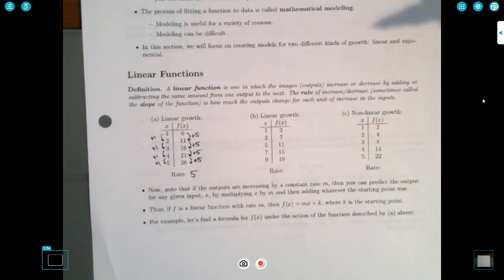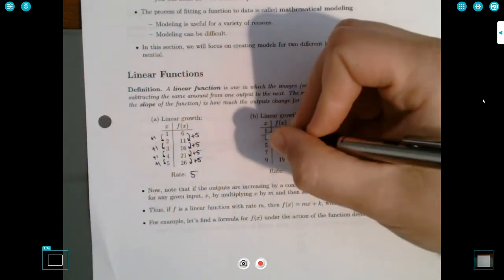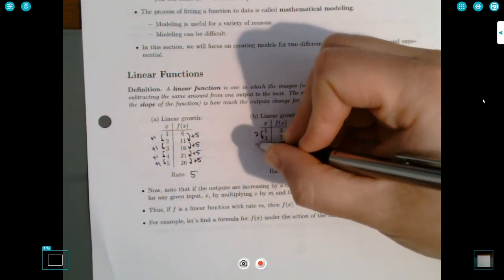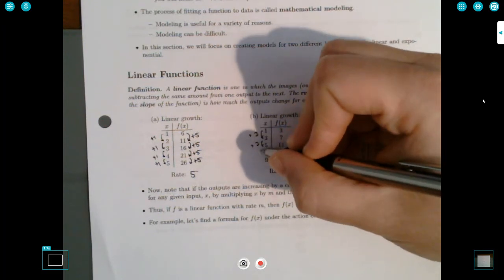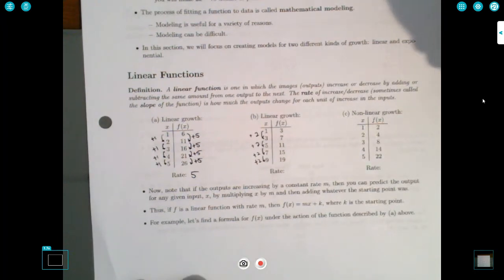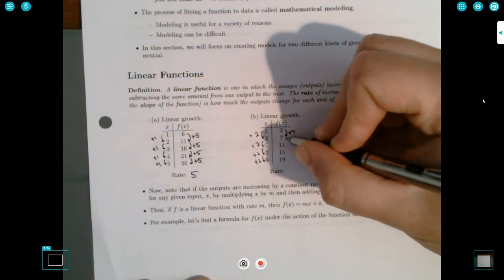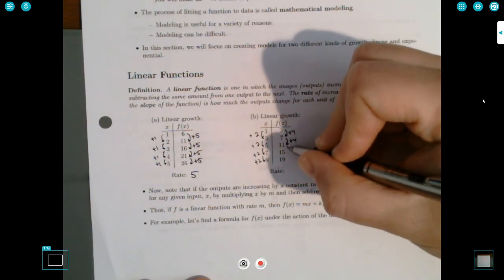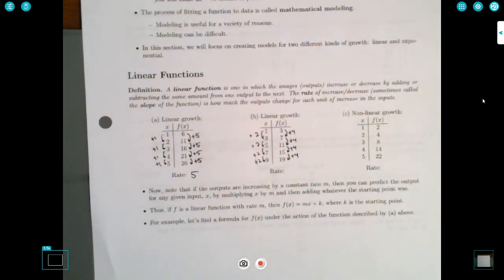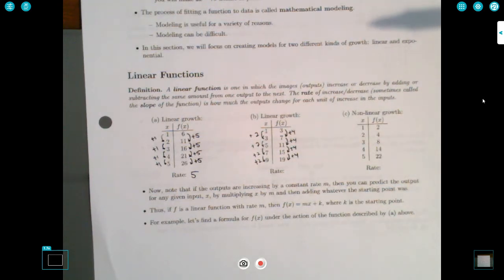Okay, here's another table that models linear growth, right? So here you're not increasing your inputs by 1 each time. You're increasing your inputs by 2. It looks like plus 2, plus 2, plus 2, plus 2. Meanwhile, your outputs are increasing by the same amount. Here we increased by 4, 4, 4, and 4. So since you're increasing by the same amount each time, this is linear growth. Okay?